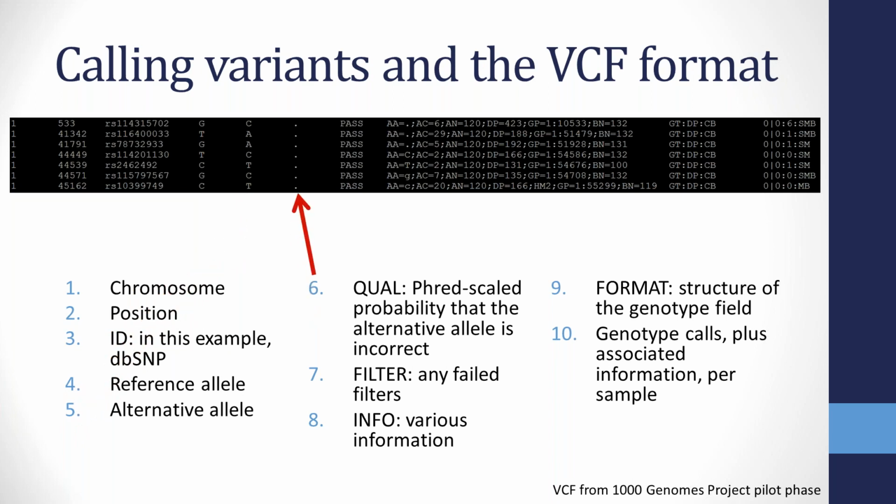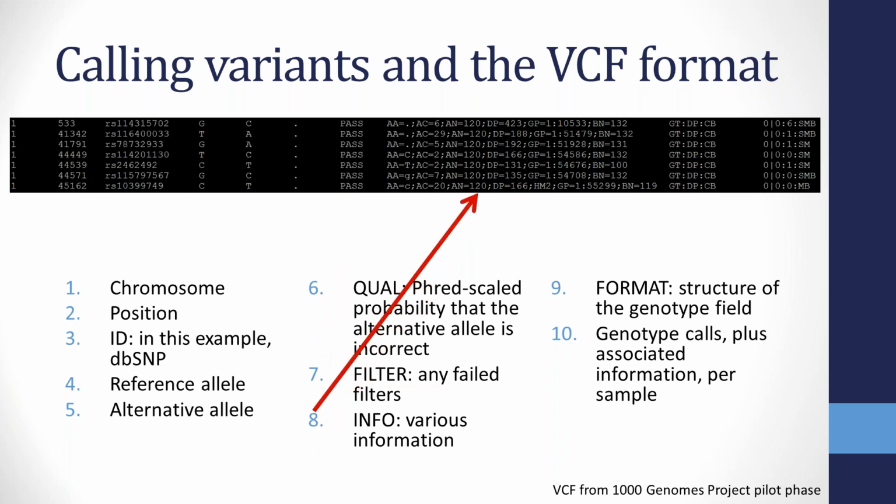This next field, which is represented as a dot here, is what's called a quality field. And this is another Phred-scale probability. Basically, before we even call a variant, we're interested in the likelihood of a variant actually existing in the first place. And so some of that information takes place here. Then there's whether any filters are failed for this particular site.